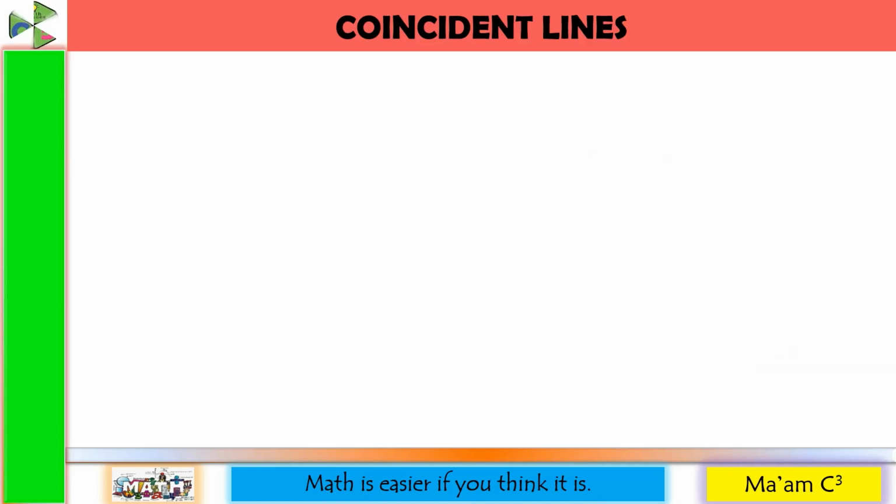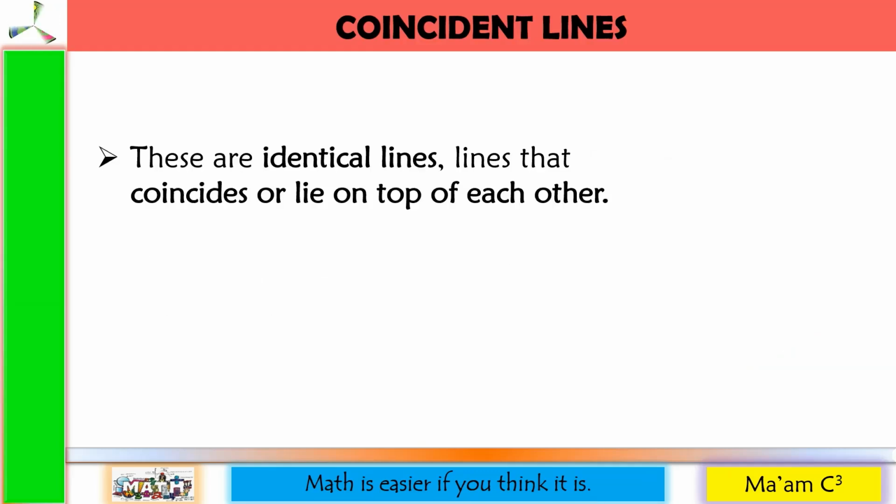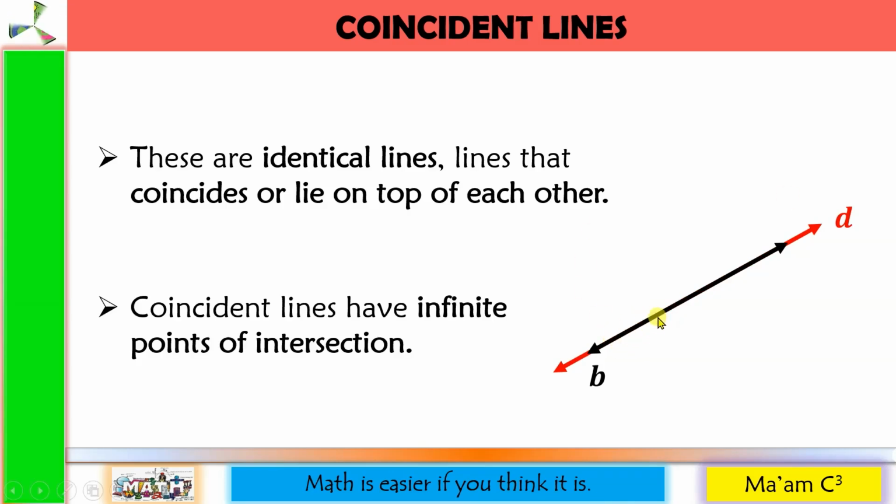Last one is coincident lines. These are identical lines, lines that coincide or lie on top of each other. Let us say we have line D, and on top of it is line B. Coincident lines have infinite points of intersection.